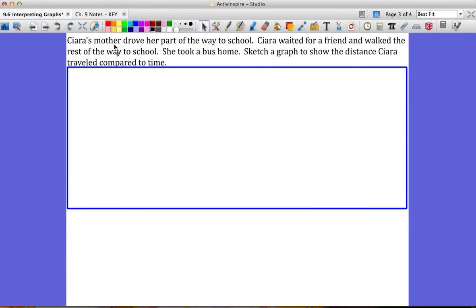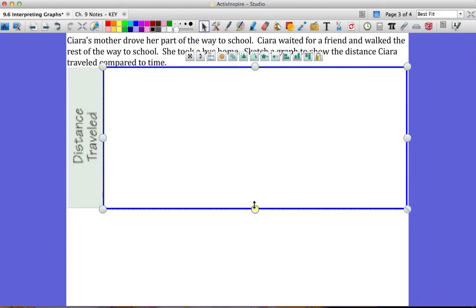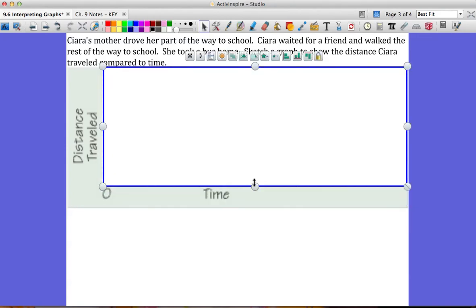Okay, so here's a situation, and I want you to try this on your own. Try to sketch the graph, and when you come back, we'll check your answer. Sierra's mother drove her part of the way to school. Sierra waited for a friend and walked the rest of the way to school. She took a bus home. Sketch a graph to show the distance Sierra traveled compared to the time. So again, you want to put distance on one side and time on the other.